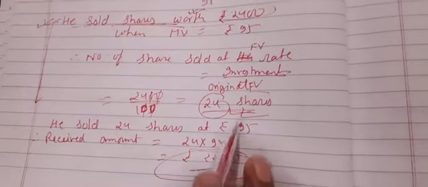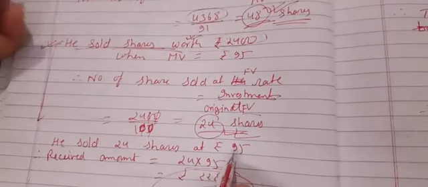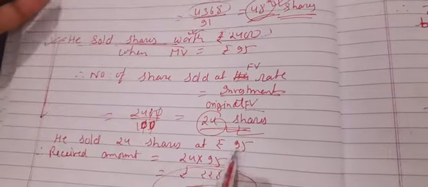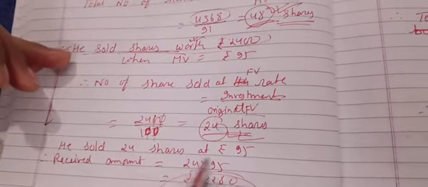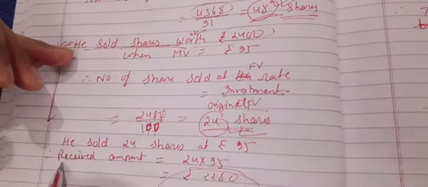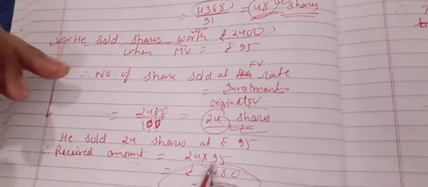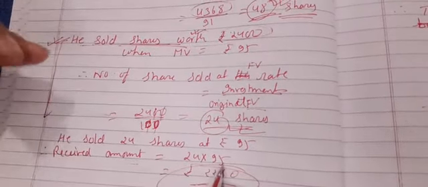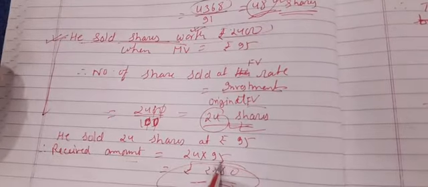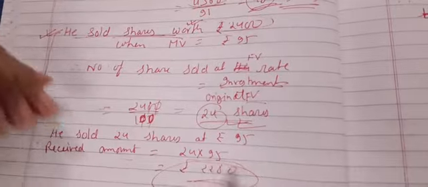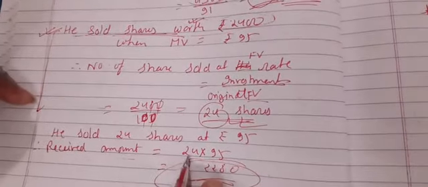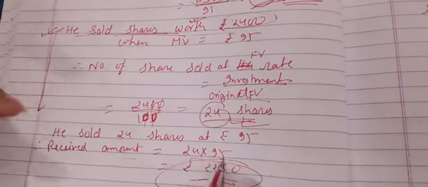Okay, at what rate? 95, because he found that his shares were growing, so he sold at the rate of 95. So he sold 24 shares at rupees 95. So what was his received amount when he sold at rupees 95? Because at that time the market value of the shares was 95. So how much money did the buyer pay to this man? That is 24, the number of shares, into market value.